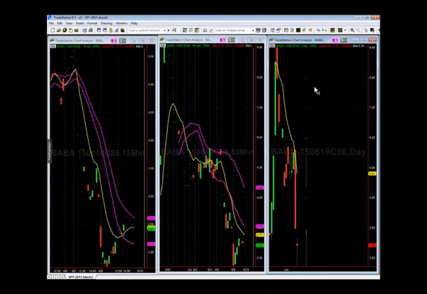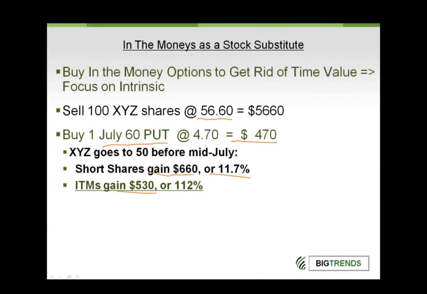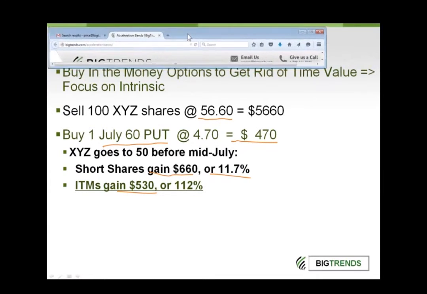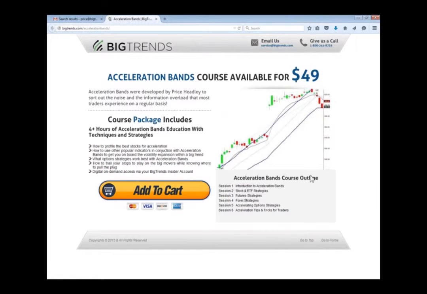My goal is to get you on these moves as they develop, okay? So, bottom line, I know we were targeting about 45 minutes. It's amazing how fast time flies when we're talking about things that we love here, and certainly Acceleration Bands is high on my list of cherished indicators.